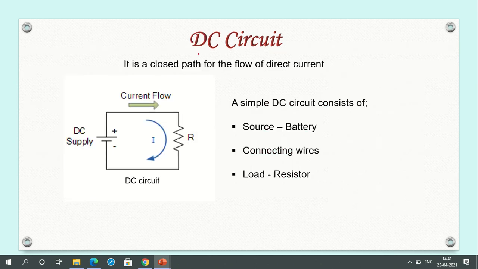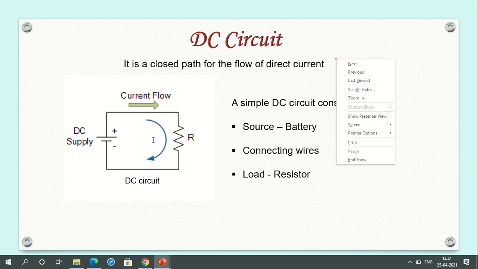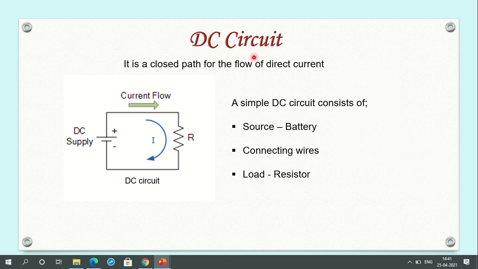So next is a DC circuit. We have already seen what a circuit is. A circuit is a closed path for the flow of electric current. And now a DC circuit is a closed path for the flow of DC, direct current. A simple DC circuit is shown in this figure.